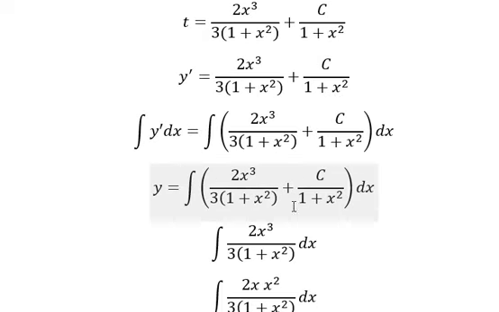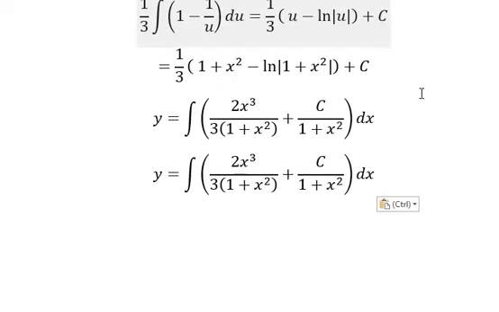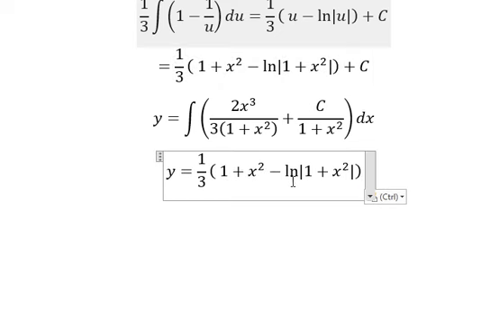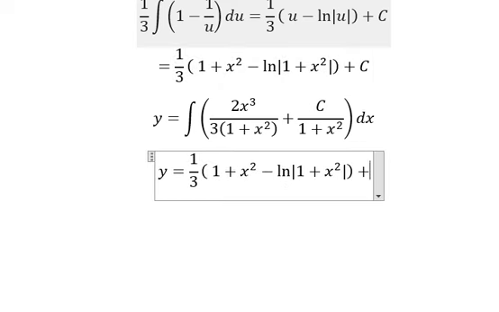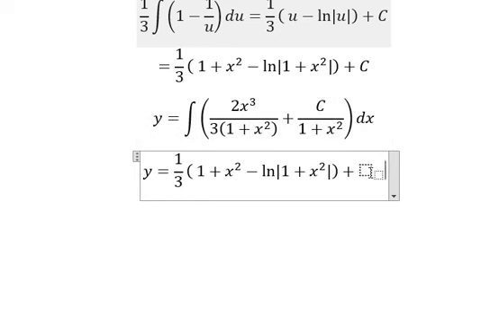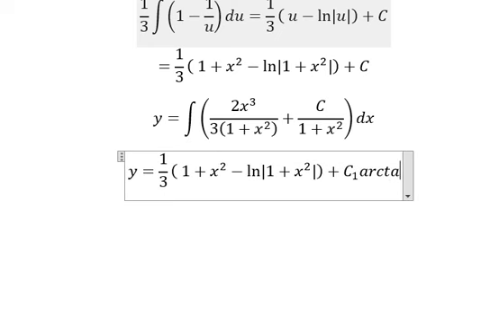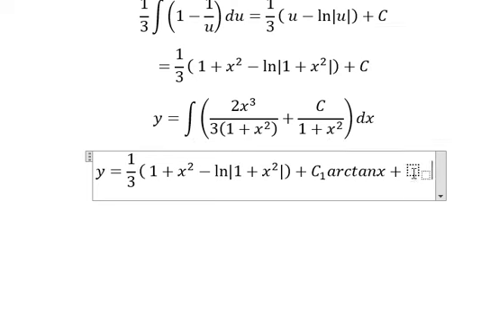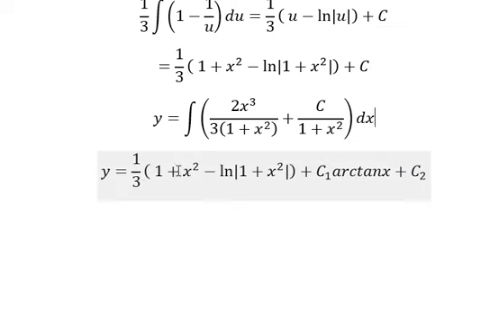Now we return back to this one. The integration of this one is this one. The integration of c over 1 plus s squared, we can put c number 1, that is the constant number 1, arctan of s, and we can put c number 2, that is the constant number 2. And this is the final answer. This is the end. Thank you for watching.